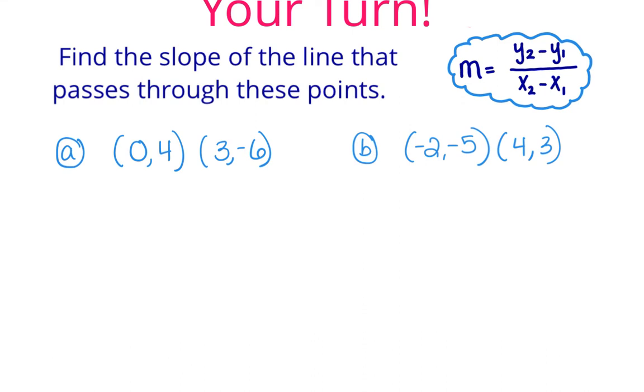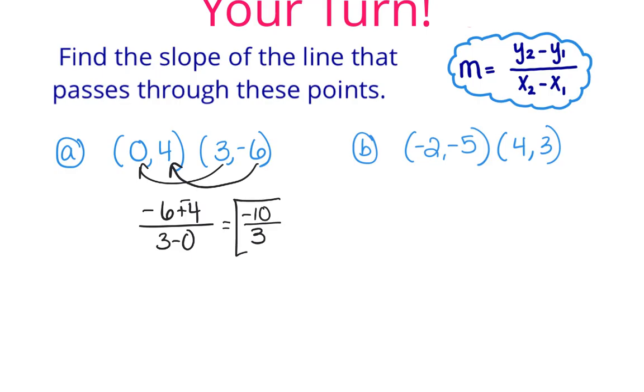All right, let's see how we do here. I'm going to go -6 minus 4 to find the change in my y's, and then 3 minus 0 to find the change in my x's. And this becomes -10 divided by 3. And I can't simplify that at all, so that is the slope of that line.